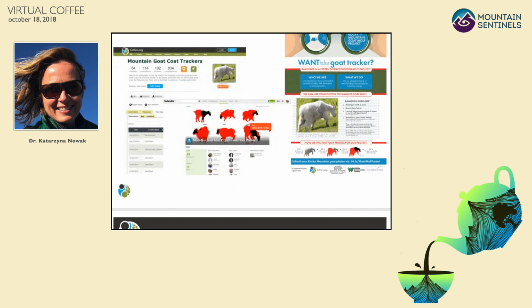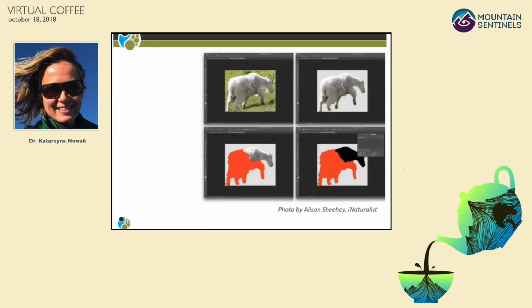What did we do with those photos? We essentially plugged them into Adobe Photoshop. We isolated the animal from its background, and then we outlined the shed and unshed areas. As you can see from the photo, ideally we can see the animal from the side and we can see the entire animal.